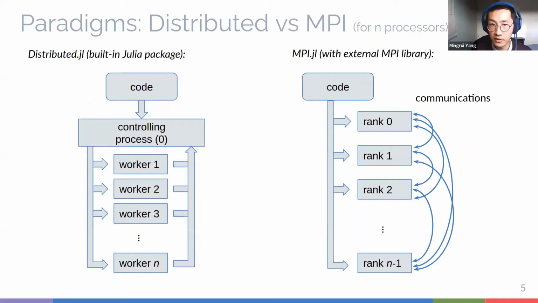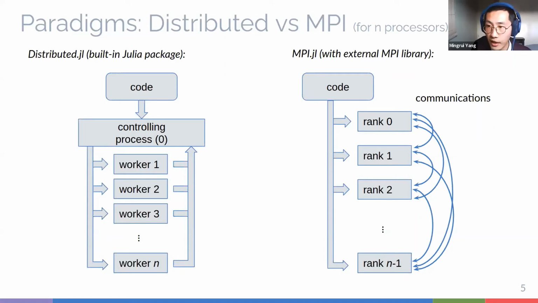As we can see here, the structures of these two parallelisms are vastly different. Let's say if we want to use n number of processors for parallelism with Distributed.jl, you have your code written and passed on to this so-called controlling process. From this controlling process, n number of workers will be spawned, and that's where your computation will be distributed among. The results from these distributed workers will be summarized back to the controlling process. If there's any I/O, that will be done on the controlling process as well.